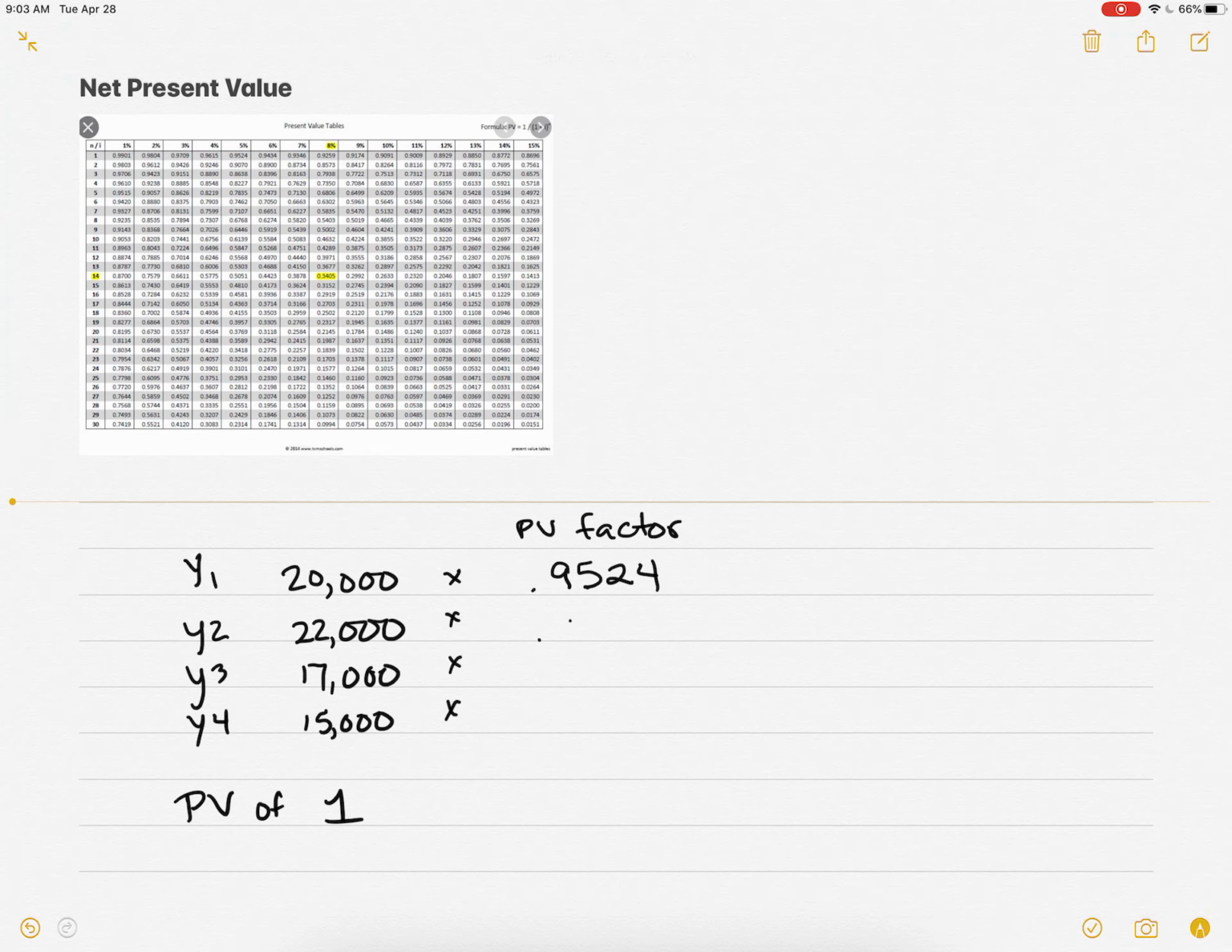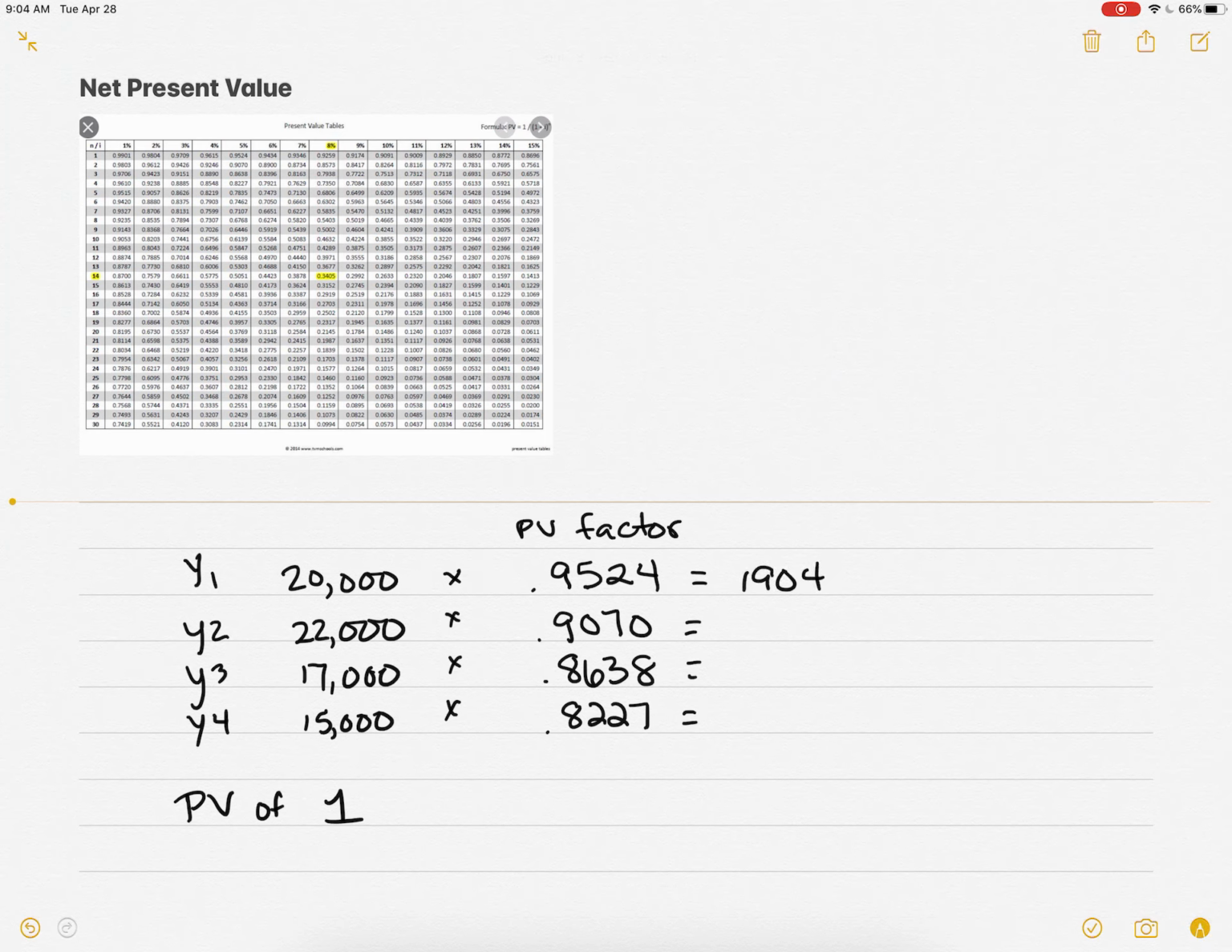In year 2, that factor is 0.9070. Year 3, that factor is 0.8638. And year 4, 0.8227. You'll notice all these factors are below 1. That's because we only receive this money one time, so that factor should be below 1.